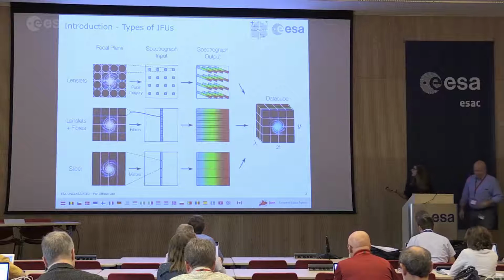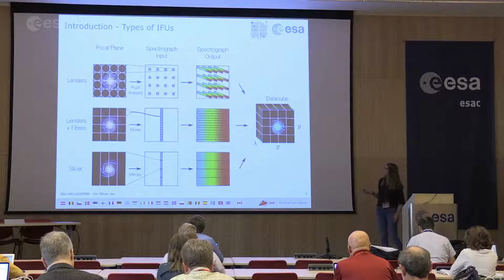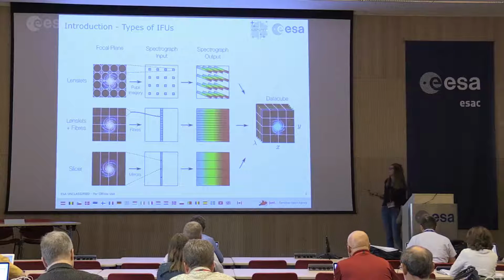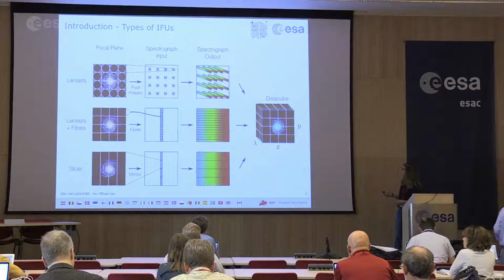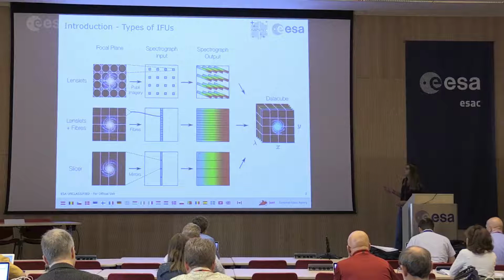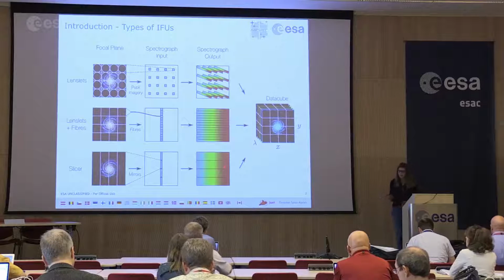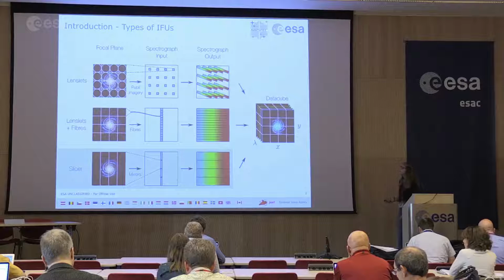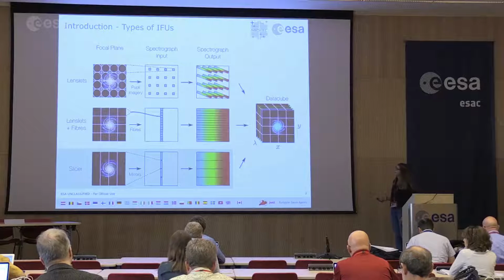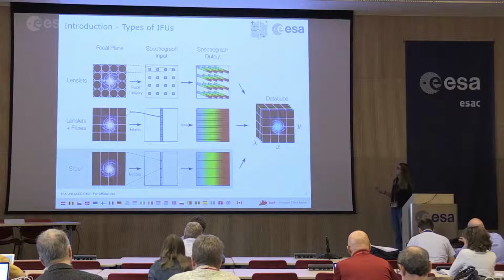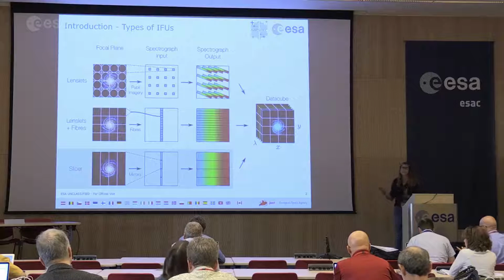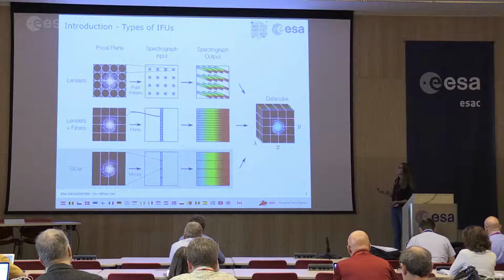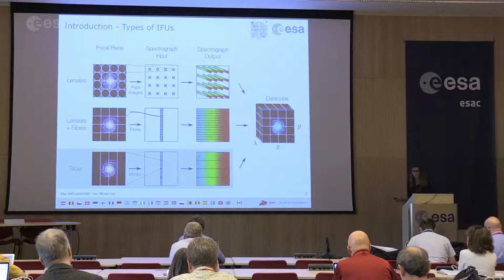So that's the second part, where you just use light fibers and then put these into a slit, disperse them, and you get the data cube. Or the last one, and that's the one which is used quite often nowadays, the slicer version, and this is also used by the NIRSpec IFU and the MIRI IFU, where you use mirrors to slice the image, disperse the image, and then get your data cube. The final product is a 3D cube where you have x and y and lambda in the z direction.